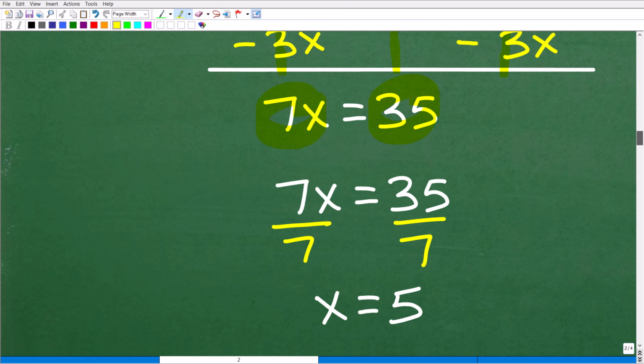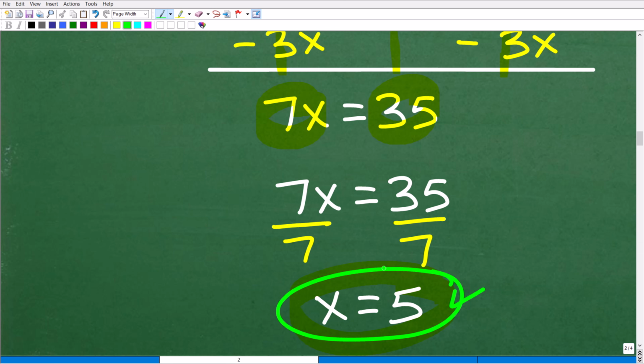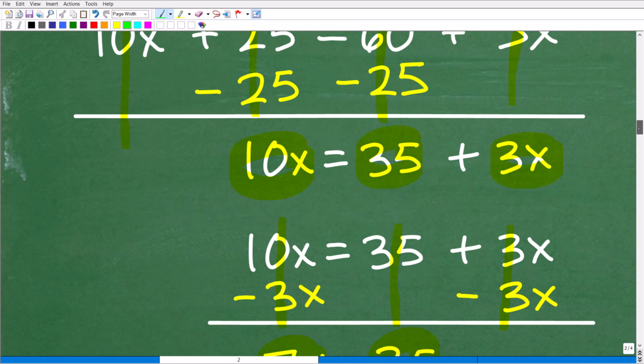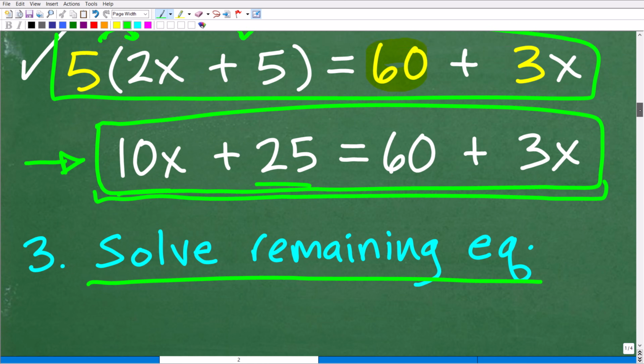So we have 7x is equal to 35. To solve for x, we need to divide both sides of the equation by 7. So x is equal to 5. Now, a little technical thing here. This is the solution to the equation. And one technical thing is the following, a technical comment.